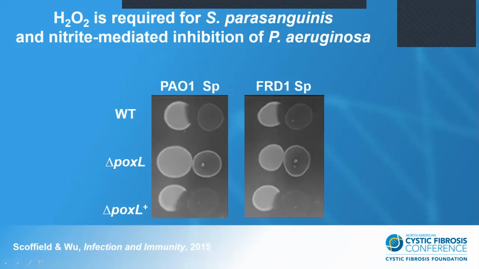And so when we grew the POXL mutant in the presence of nitrite, so this media has nitrite, when we grow the POXL mutant next to Pseudomonas, it abolishes the inhibition of Pseudomonas. And so on the right, we have parasanguinus, and on the left, we have Pseudomonas for the PA1 isolate and for the Furta1 isolate. So again, hydrogen peroxide is required for inhibition of Pseudomonas. And of course, when we complemented the POXL gene, it restored inhibition of Pseudomonas.